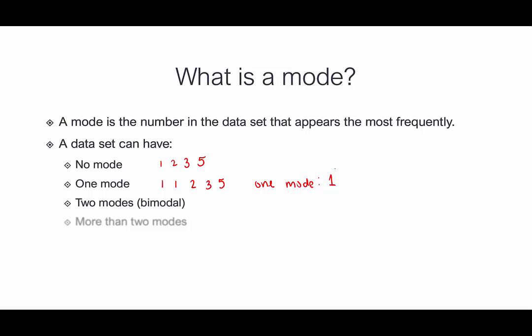We could also have a data set with two modes. We call that bimodal. Bi is a prefix that means two. So a bimodal data set means that we see two numbers that appear more than any other number.